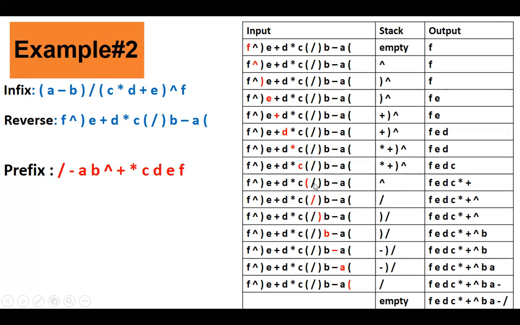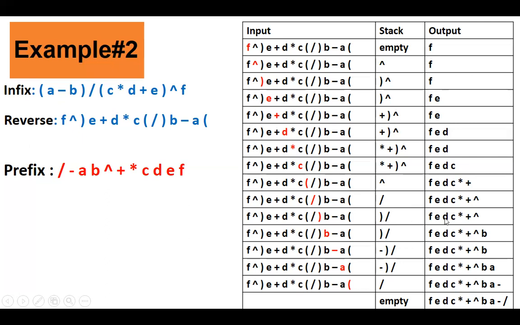Now what you read is the division symbol. The division symbol precedence is less than this power symbol, the caret symbol, right? So smaller cannot reside over bigger. So you pop out this power symbol, the caret, and add it to the output, and push the division symbol onto the stack. Fine. Now next, what you read is again a closing bracket. Whenever you come across a closing bracket, just push it onto the stack.